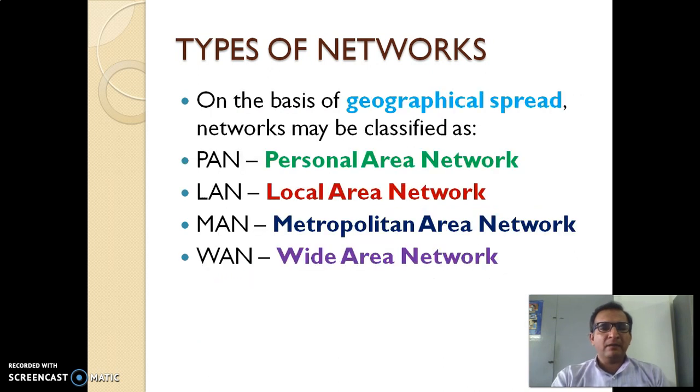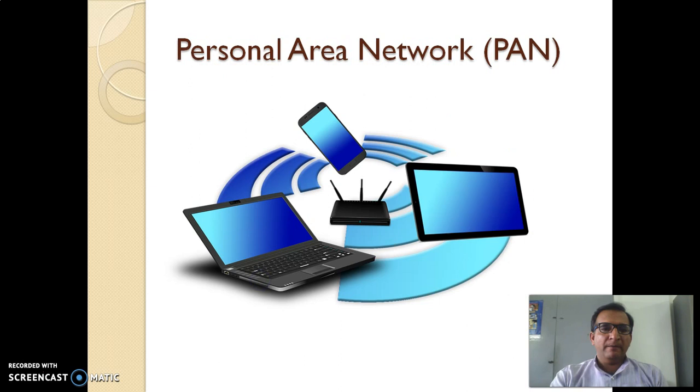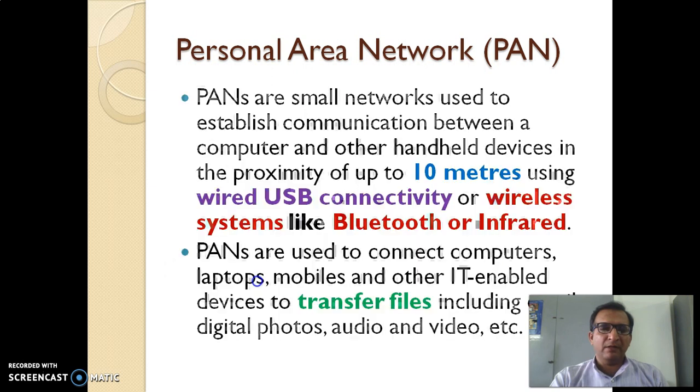And then comes the types of networks. On the basis of geographical spread, we can classify them as PAN, LAN, MAN and WAN, and now we are going to study them in detail. First of all, the PAN, most famous and it can be seen in our home also, personal area network, where we connect our smartphones, our tablets or laptops to a Wi-Fi connection or to Bluetooth tethering and all.